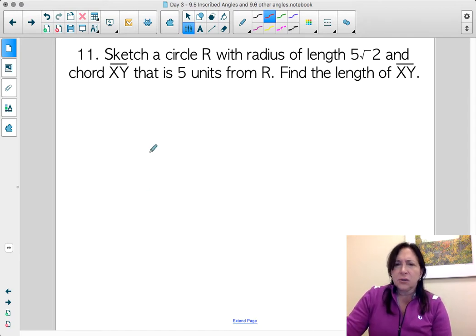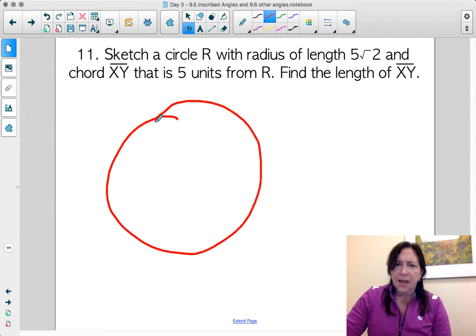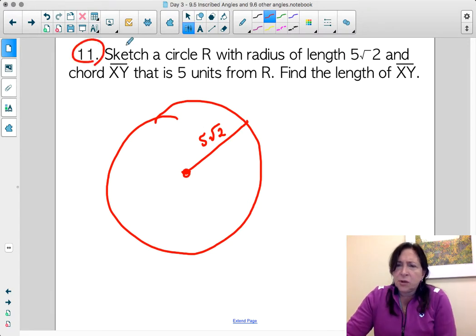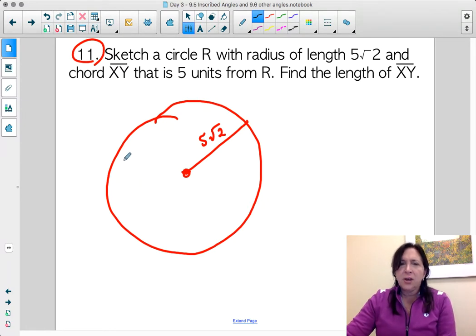Sketch a circle R that has a radius of 5 root 2. Now, part of what you're going to have to do on your exam is be able to draw your shapes from basically information, some sort of direction. We also have chord XY, and that chord is 5 units from the center.